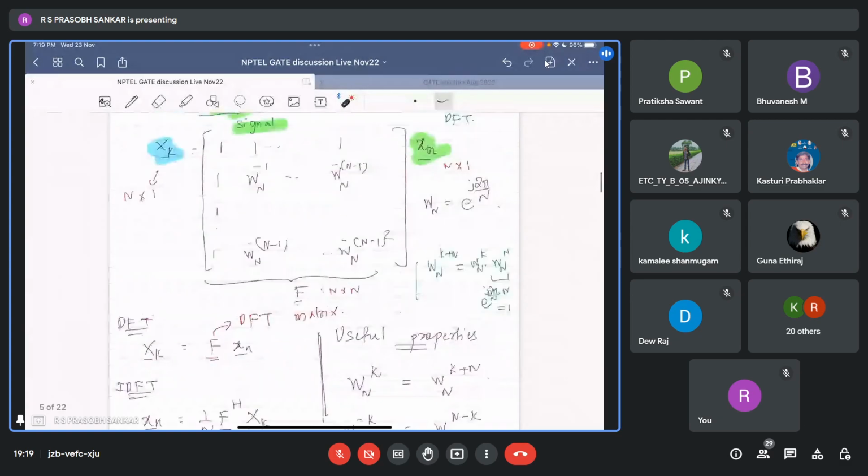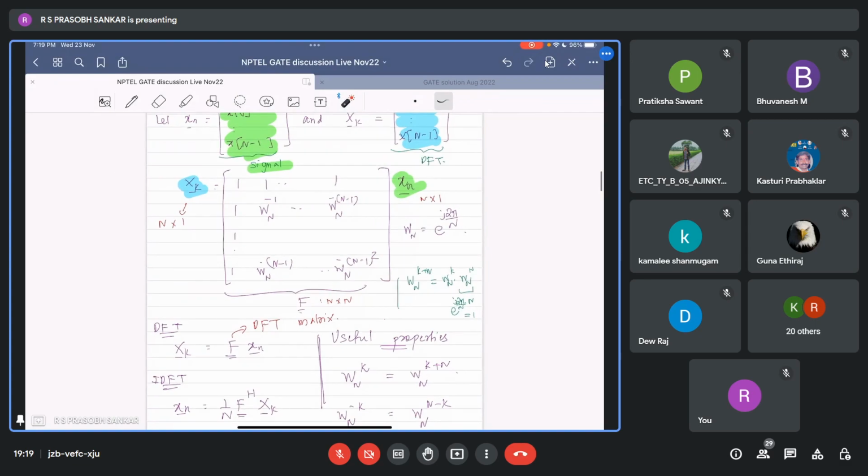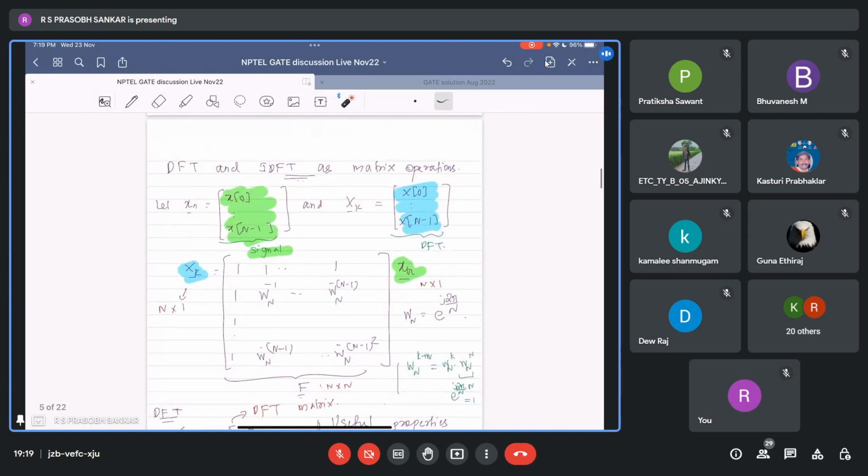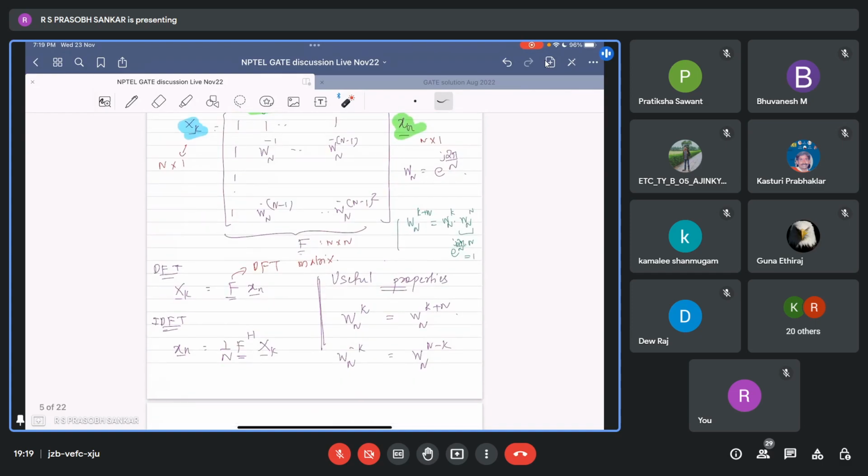Two properties which are very useful, and we'll be using this in solving problems. So to summarize, we have expressed the operation of DFT and IDFT as matrix multiplications. So we have DFT to be F times x, whereas IDFT to be 1 by N F Hermitian x.